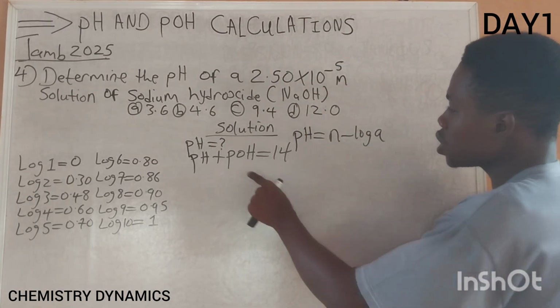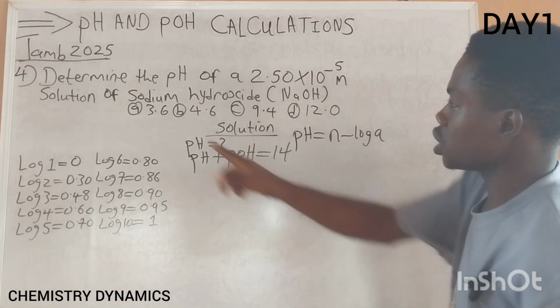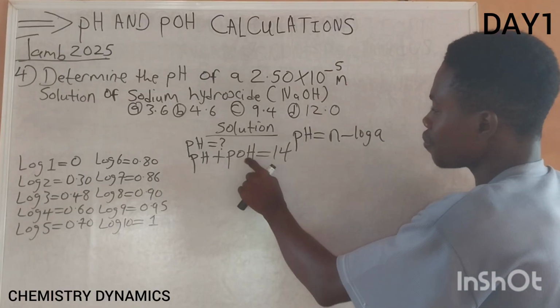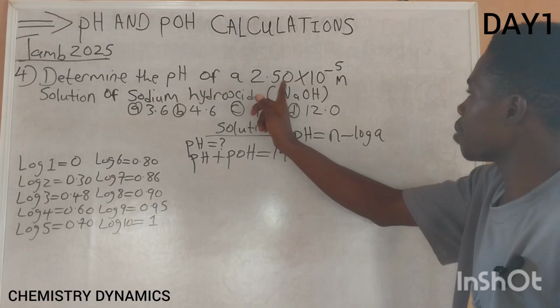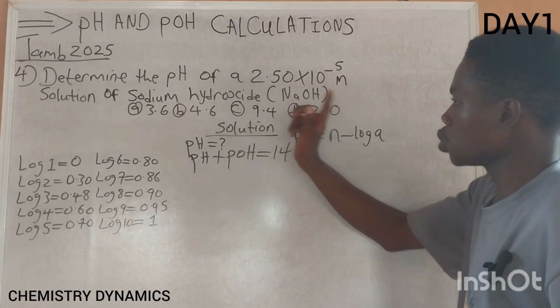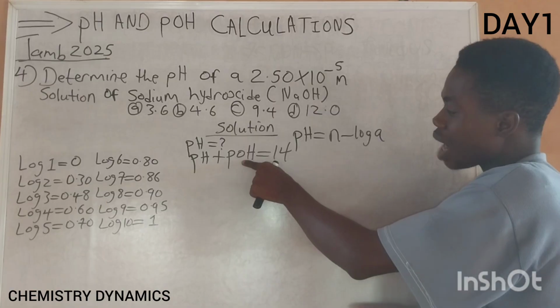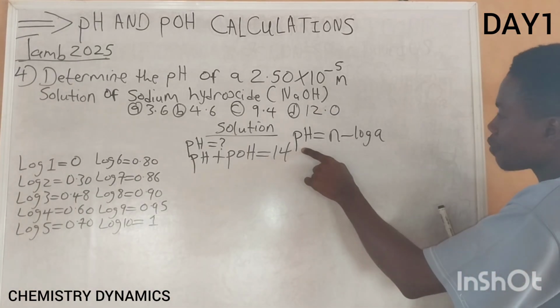So this will be the formula. But first, we need to find our pOH first, because the question says determine the pH of a 2.50 times 10 raised to minus 5 mole solution. So in order for us to be able to find this pH, we need to find our pOH first. Now, you know this formula I gave you guys for finding pH.